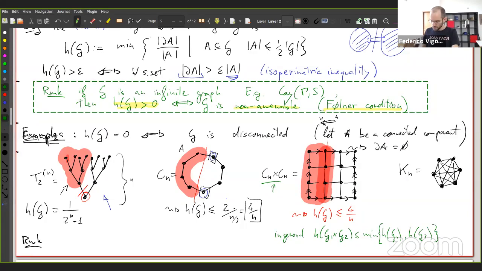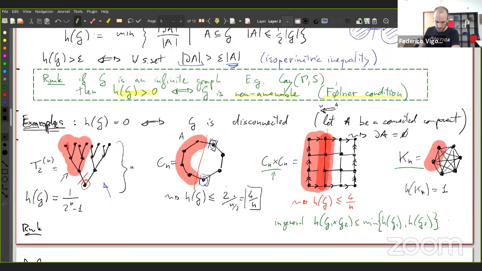Okay, and the last example is where you have a complete graph. So Kn is the complete graph, and here you see that for anything you pick, you're going to have everything else as a boundary. And so since you're just restricting to subsets that are at most a half the total size of the graph, then we get that the Cheeger constant of Kn is already equal to 1, because you start with a set that is at most a half and everything else is in the boundary. So the boundary is at least as large as the set you were starting with.